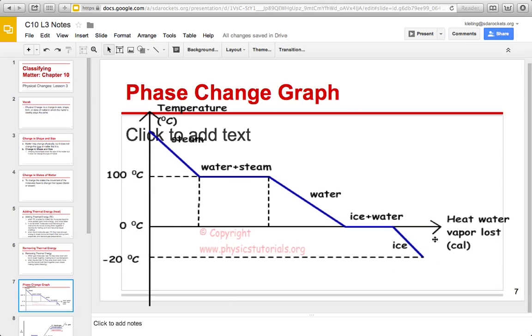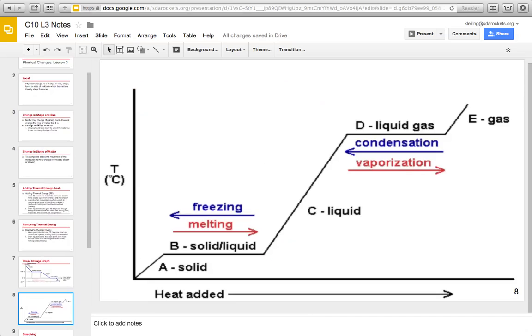So make sure you know how to read this. If you have questions, make sure you ask during class. Here's another one. I added this one because as good as the water vapor, water, and ice example is, it's important that you know that this applies to every single thing, not just water.